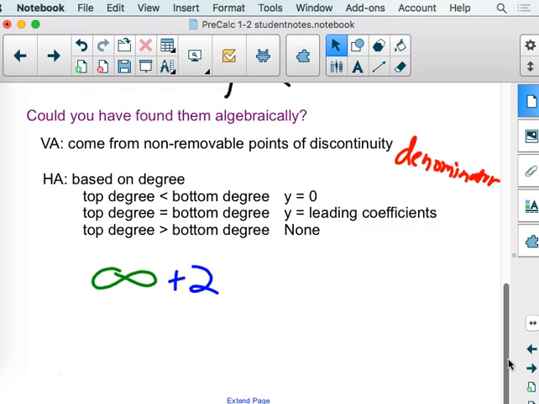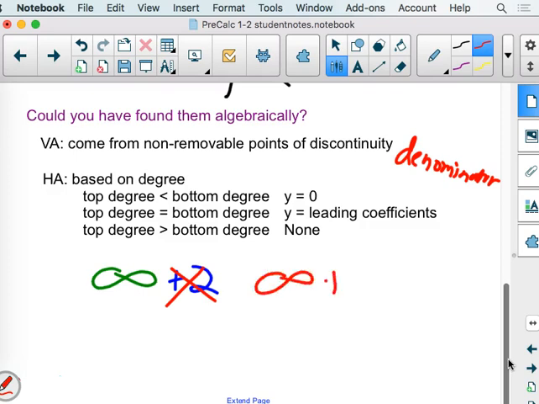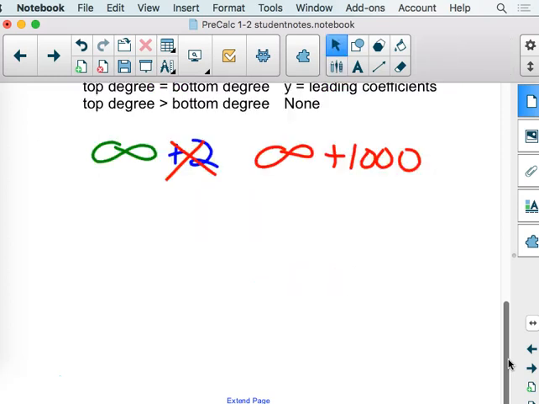We don't need it. It doesn't do anything. In fact, that 1,000 is spitting in the ocean. It is. You're really not adding anything to infinity. It's infinity. It's more of a concept. So now we're going to use that concept to think about these horizontal asymptote rules that we have.